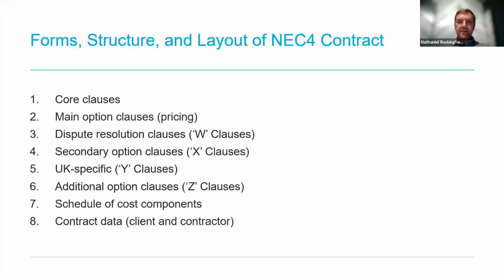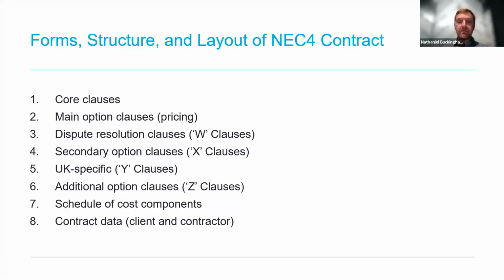Focusing on the main engineering and construction contracts, the structure of NEC4 contracts follows the same format as NEC3. So those of you who are familiar with NEC3 should feel at home with NEC4 in terms of the structure and layout. The contract is made up of core clauses common to all contracts, and then main, secondary, and additional option clauses with the cost components and contract data at the end. The core clauses cover the main terms and conditions and are the same across all of the contracts, regardless of the main and secondary options selected.